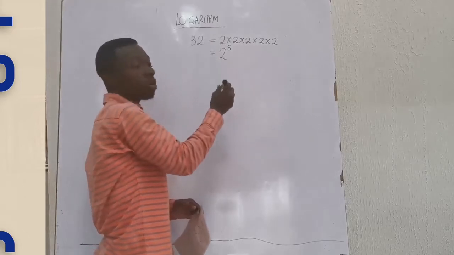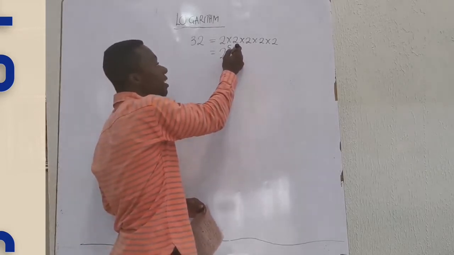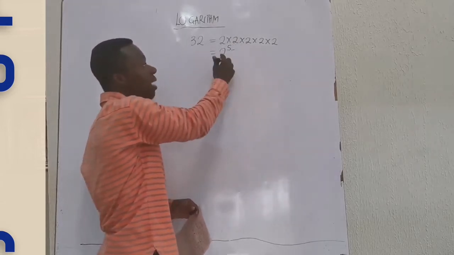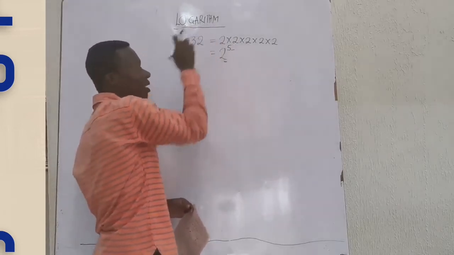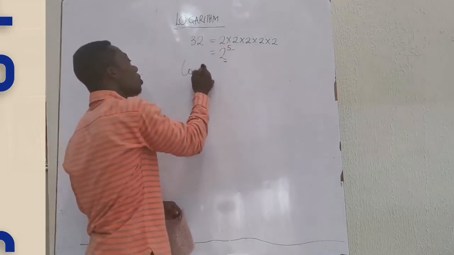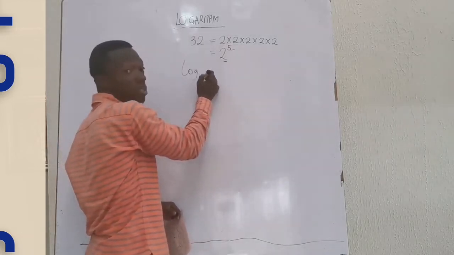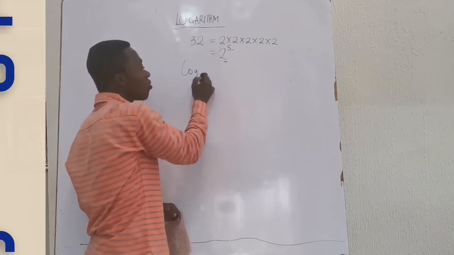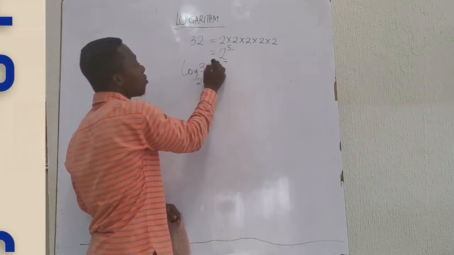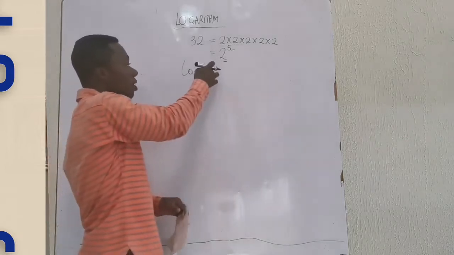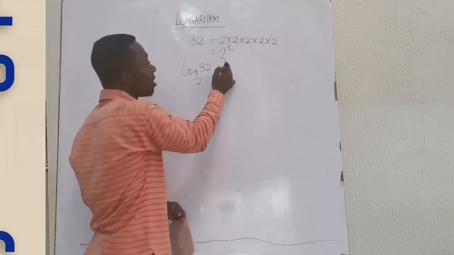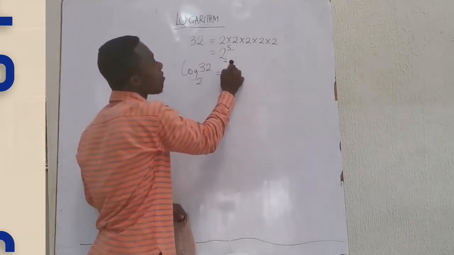Now the concept of logarithm here is saying that for me to get the number, which is 32, it is as a result of the power or the index, that is this 5, being applied to the base, which is 2. So if I have log to the base of 2, which is the base, and the number, which is 32, log 32 to the base of 2, we are going to get 5.